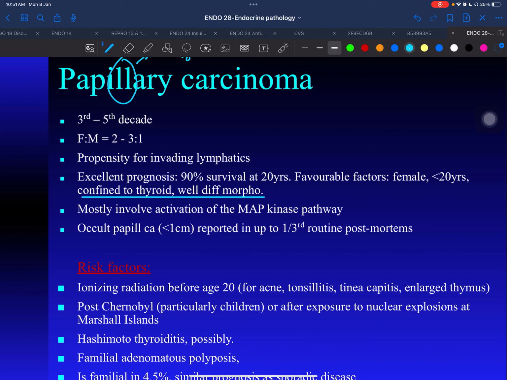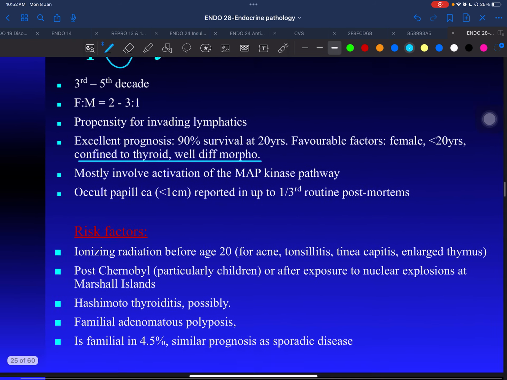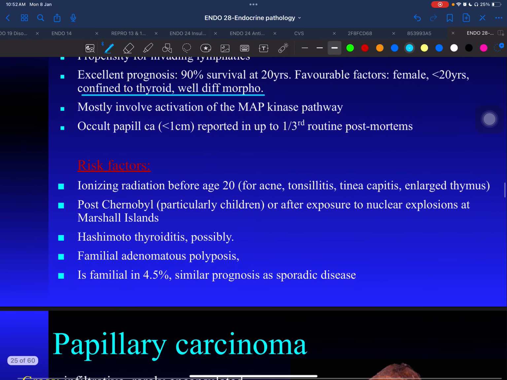But the prognosis is excellent. 90% survive for 20 years. Very good prognosis, especially if you're young, less than 20 years old, even better. And the tumor is confined to the thyroid and is well differentiated. It involves the activation of the MAP kinase pathway, the RET oncogene from earlier.